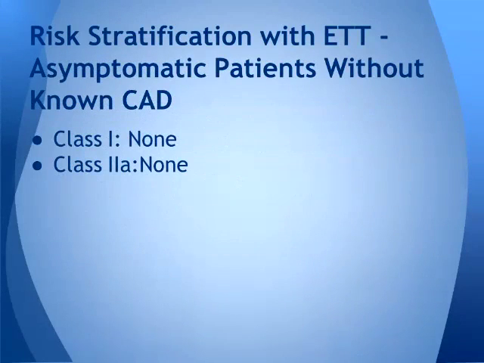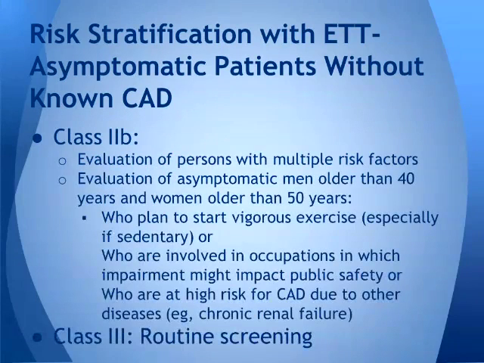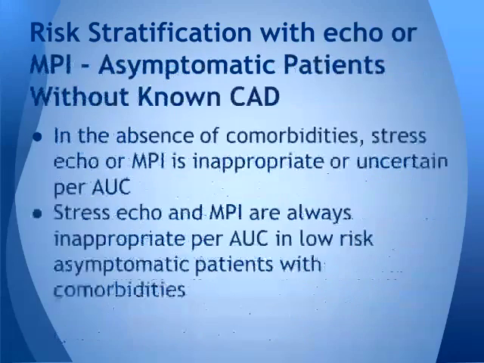So risk stratification with an exercise treadmill test, asymptomatic patient without known coronary disease: there's no class 1 indication for asymptomatic patients. There's no class 2A indications for asymptomatic patients. Only when you get down to class 2B do you have indications to stress test asymptomatic patients for risk stratification. Those are patients with multiple risk factors, or asymptomatic men older than 40 and women older than 50 who plan to start vigorous exercise or are involved in high-risk occupations, or who are at high risk for developing obstructive coronary disease due to chronic kidney disease or renal failure. There's no indication for routine screening in asymptomatic patients.